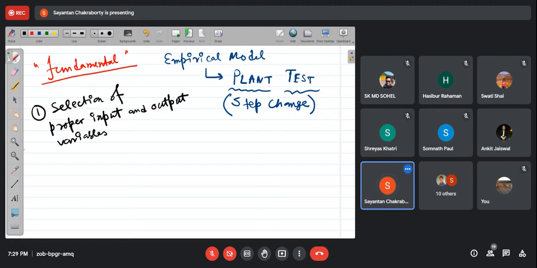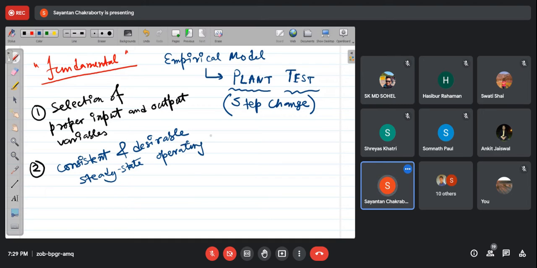Next, we have to provide the system with a step change. Whenever you are applying a step change or changing the state of the system, say an operating condition or any operating variable, before that you need to make sure that the system is first brought to a consistent and desirable steady state operating point. This is very important. You have to bring the system to a consistent and desirable steady state operating point.